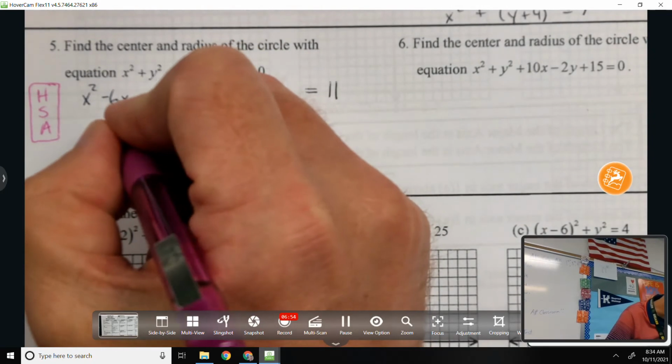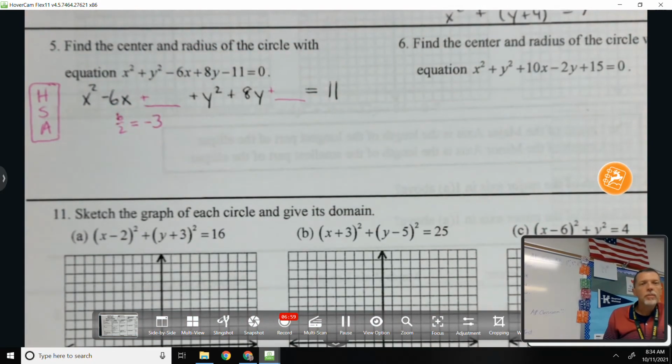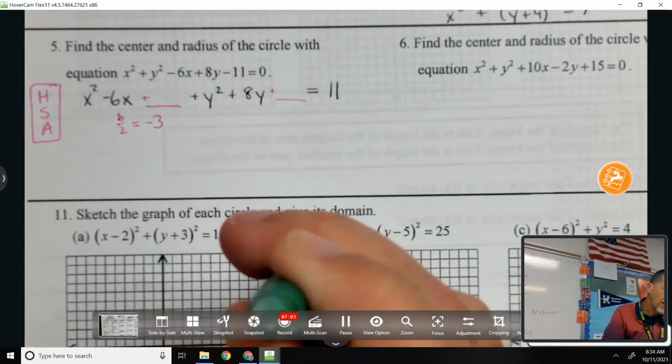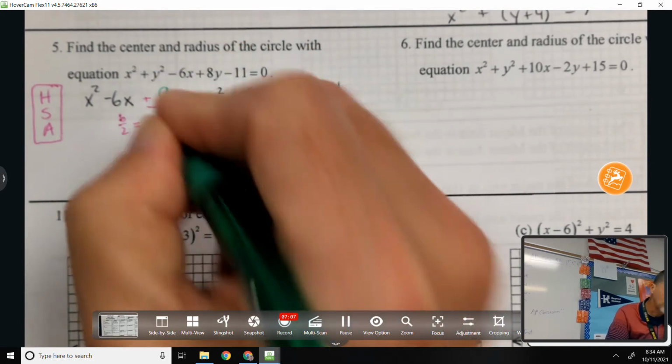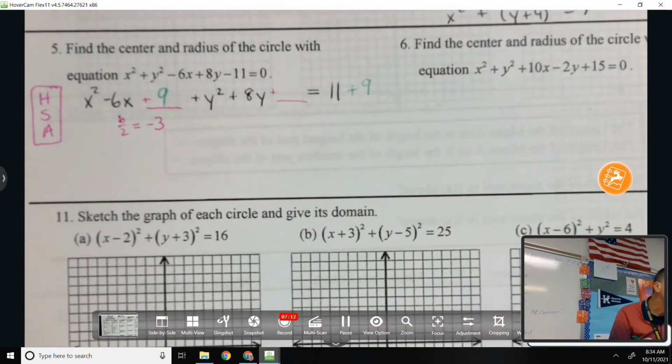We're going to half it. So that would get us -3. Square it. That would get us to 9. And then we'll add it. So we're going to add 9. Now you can't just add 9 to one side. That would be illegal. So we'll add 9 to both sides.